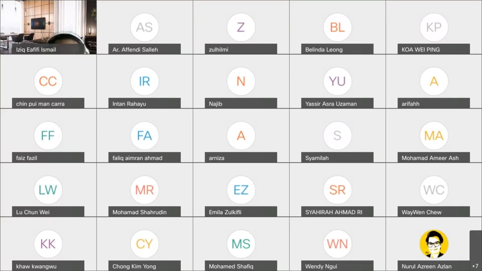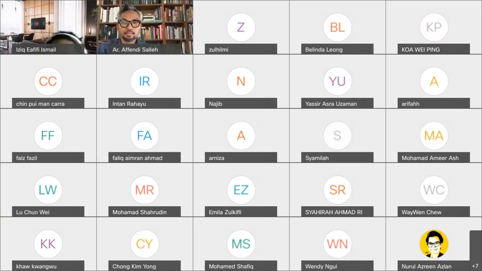Architect Effendi, we actually have a question here from a student, Arifa. Sure, go ahead. She asked, as a designer, what do you think of the current issue happening in affordable housing? Basically, it's a living condition issue. Is it because of the layout design, which is the designer's fault, or is it because of the people themselves staying there? Is there any possibility to improve the current conditions from the designer's point of view?